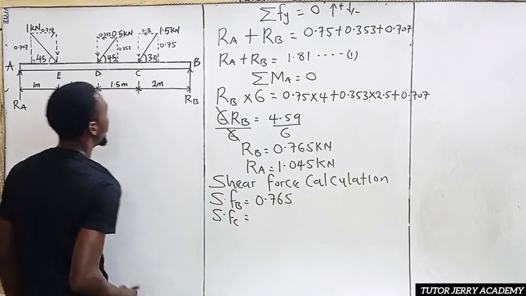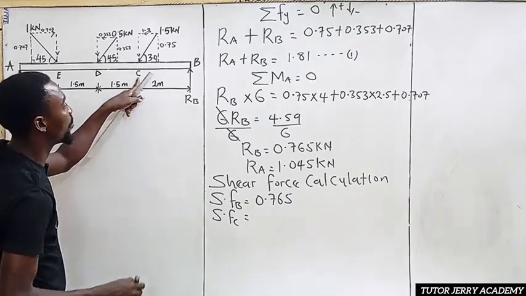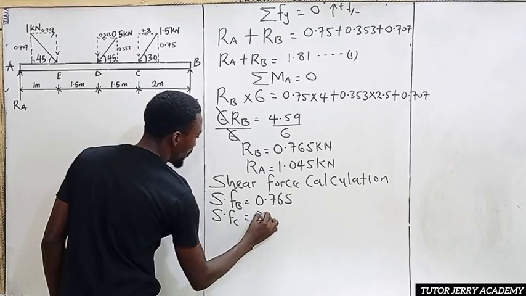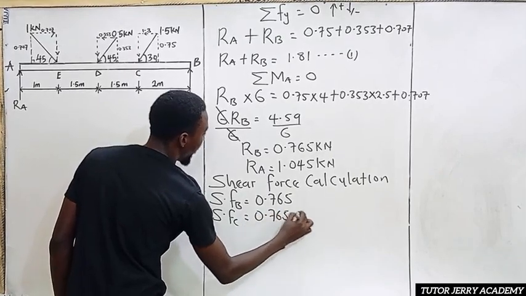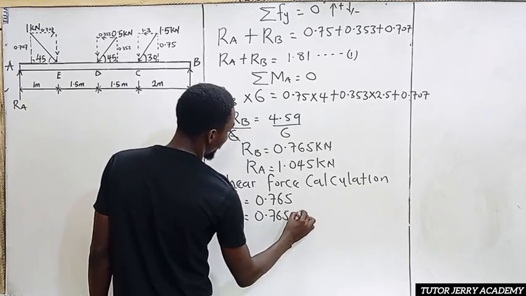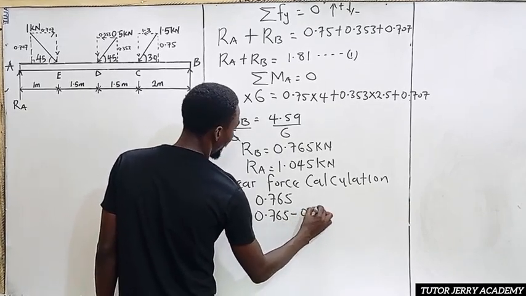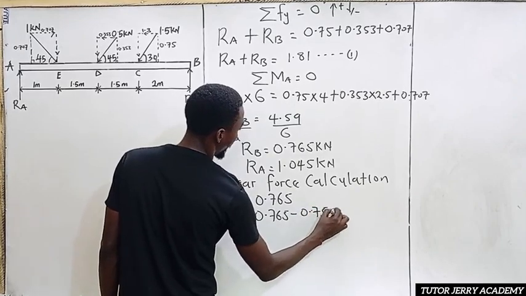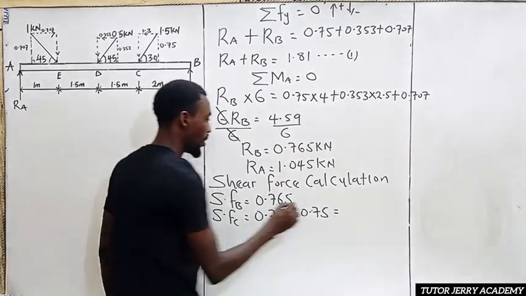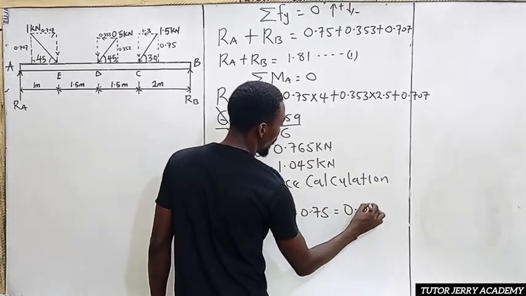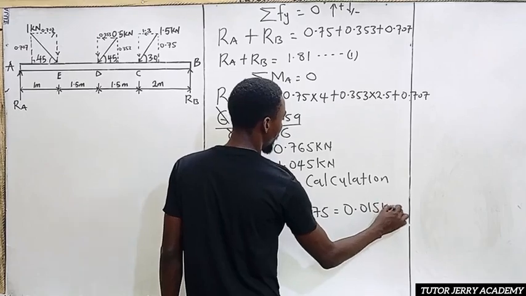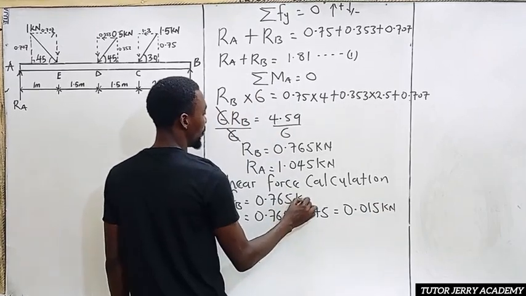All right, so the next one is shear force at point what? At point C. So we start at point C, we are going to have two forces, an upward force here and a downward force. So it's going to be 0.765 minus our downward force, that is 0.75. If we subtract this from that, what do we have? 0.015. This is going to be in kilonewton.